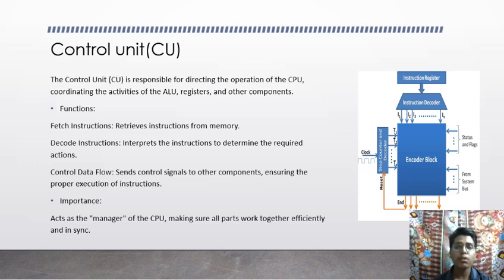Control unit, CU. The control unit is responsible for directing the operations of the CPU, coordinating the activities of the ALU, registers and other components. Functions: fetch instructions, retrieving instructions from memory; decode instructions, interpreting the instruction to determine the required actions; control data flow, sending control signals to other components, ensuring the proper execution of instructions. Importance: it acts as the manager of the CPU, making sure all the parts work together efficiently and in sync.